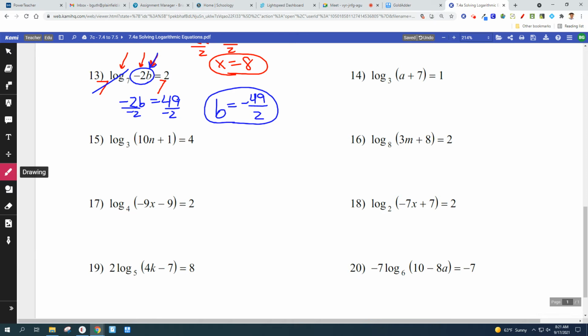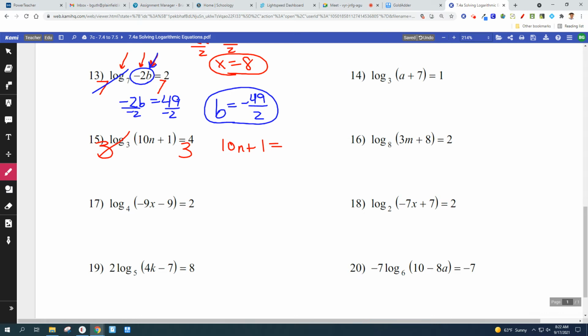It's like, why are we doing what we're doing? Well, we're trying to cancel out the log base 3. We do that by raising it into an exponential. 3 to the log base 3 of 10n plus 1, that power, all right? And so we cancel that out. We're left with whatever that argument was, 10n plus 1 equals 3 to the 4th power.